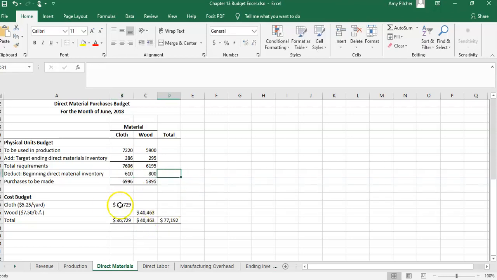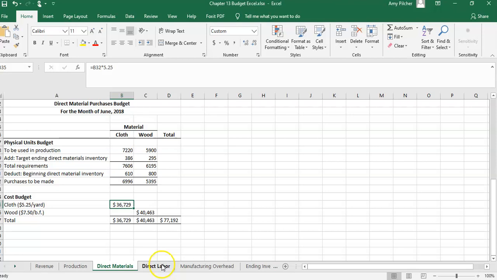When we fill that out, we know that cloth costs $5.25 a yard. We've taken the amount that we need to be purchased in order to make our required ending inventory levels and the amount that we need for production. Take that times the cost per yard, and that tells us we need to spend $36,729 on cloth. We do the exact same thing for the amount of wood that we need, and that gives us our direct materials budget.